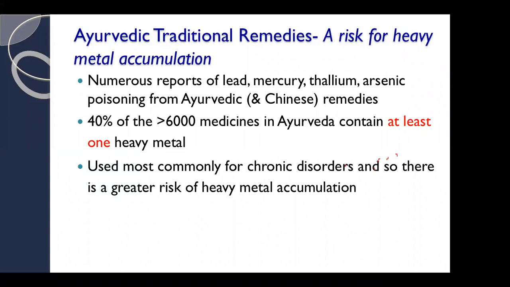And the other day I was reading कि 40% of more than 6,000 medicines in Ayurveda जो prescribe करते हैं, they contain at least one heavy metal. So you have to administer them really carefully. And since they are used more commonly for chronic disorders, so there is a greater risk of heavy metal accumulation. तो हल्दी होती है हर एक में, वो है ना हल्दी का. But that's not उसमें, as far as it is pure, that doesn't make a difference. लेकिन अब अगर इसमें impurities है तो उसकी वजह से.